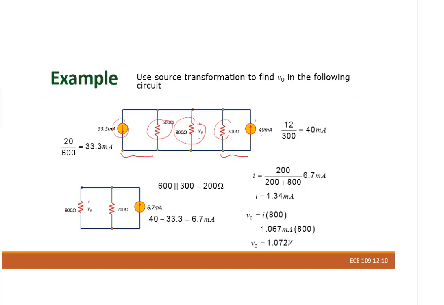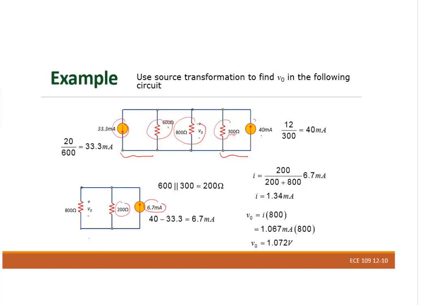So the current sources are subtracted because of the different direction. So 33.3 milliampere, 40, and this is 40. That's why you're going to have the difference right there, 6.7 milliampere. 600 parallel to 300 gives you 200. That is the circuit we have right now.